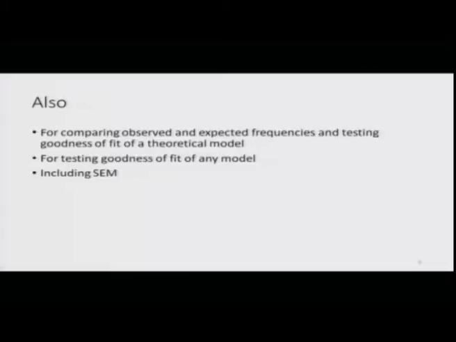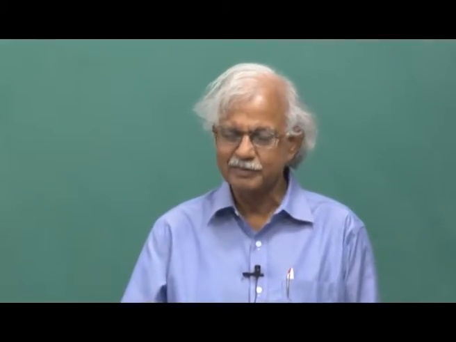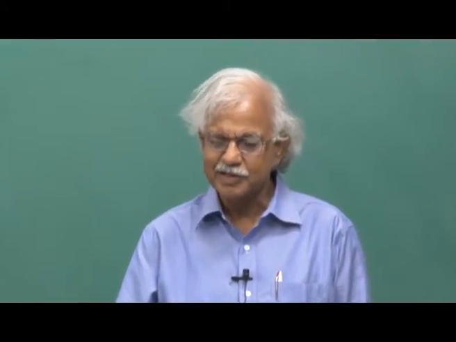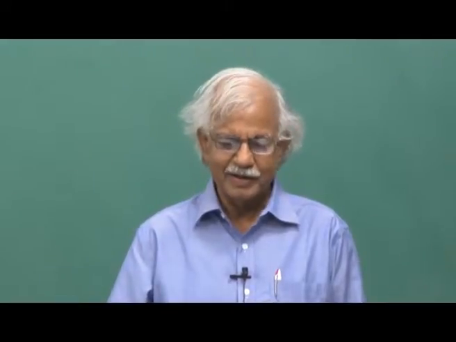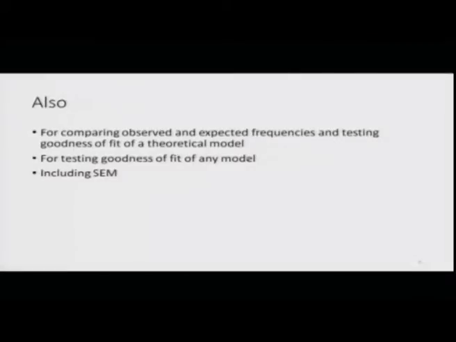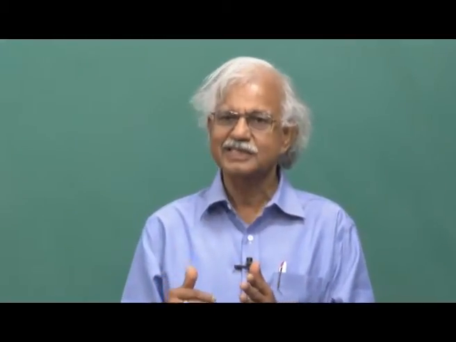Chi-square is also used for comparing observed and expected frequencies. Expected frequencies will come when you assume a model of relationship between things, or an independent model like a regression model or factor analytic model or some other model. It may be a pure mathematical deterministic model, or it may be a statistical model involving stochastic processes and error term. Chi-square is also used for testing goodness of fit of any model. The first bullet shows that it compares observed and expected frequencies.